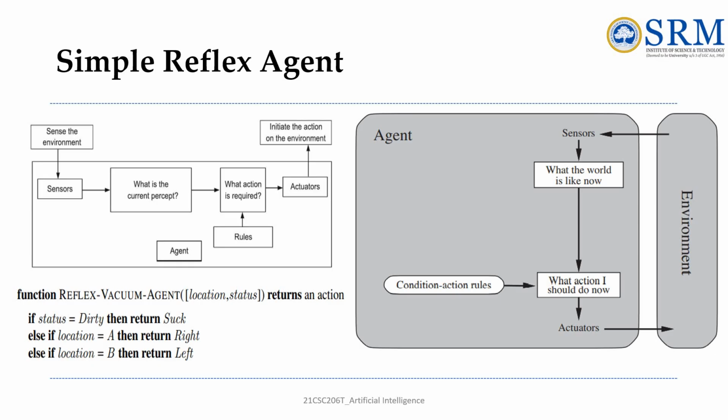So this kind of agent is only suitable when the environment is fully observable, meaning it can sense everything it needs in one look. If something is hidden or changes over time, this agent will fail. So a simple reflex agent is fast and efficient, but it's also short-sighted and reactive.